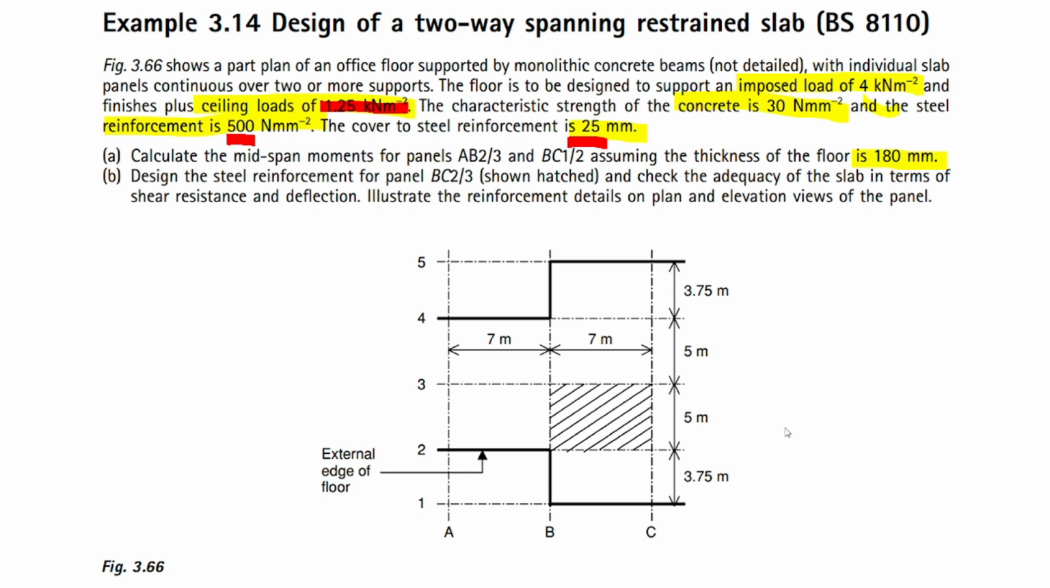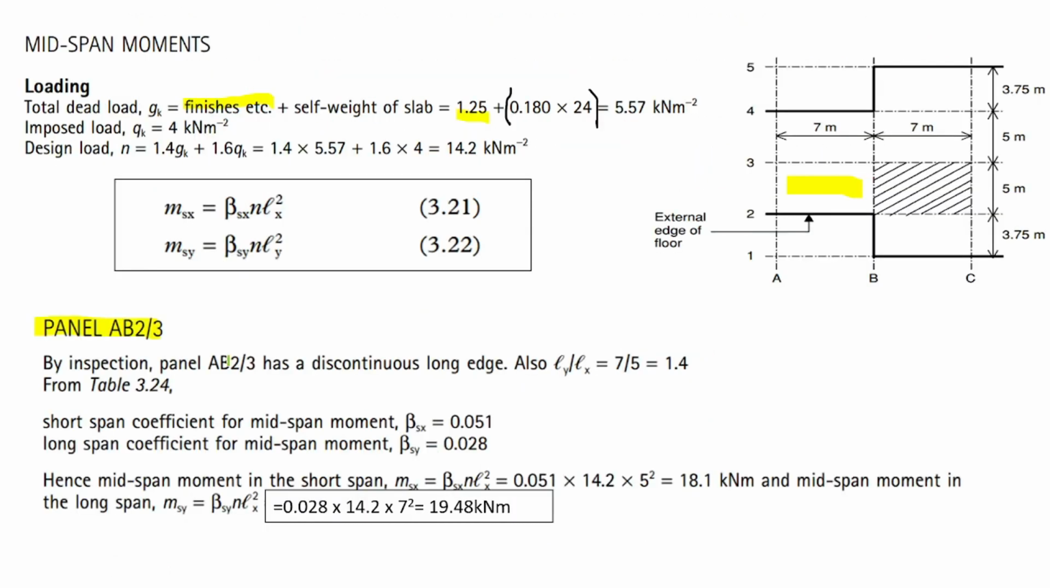Okay, so let's continue. For example, you have here, first, you are going to calculate the dead load. As I said, you know already how you're going to calculate the dead load. This one is for your finishes. This one is the thickness of your slab. And this one is your unit weight of concrete, 24 kilonewton per cubic meter.